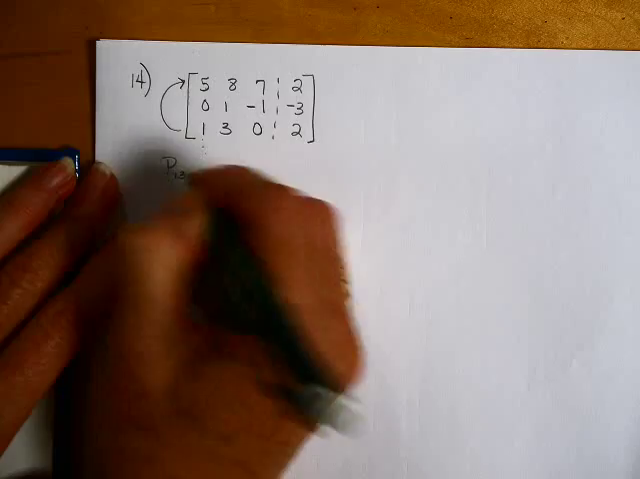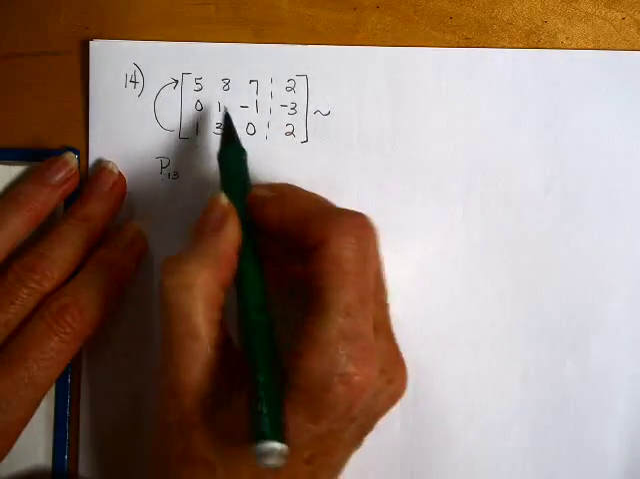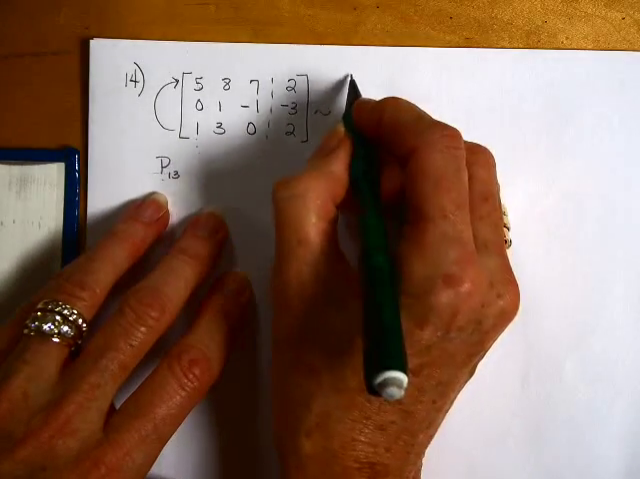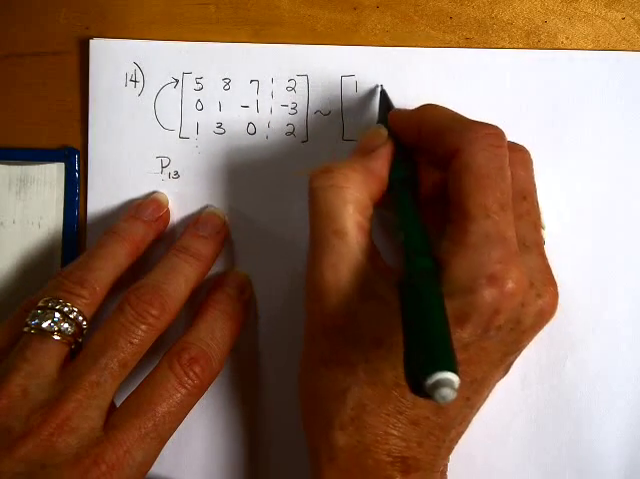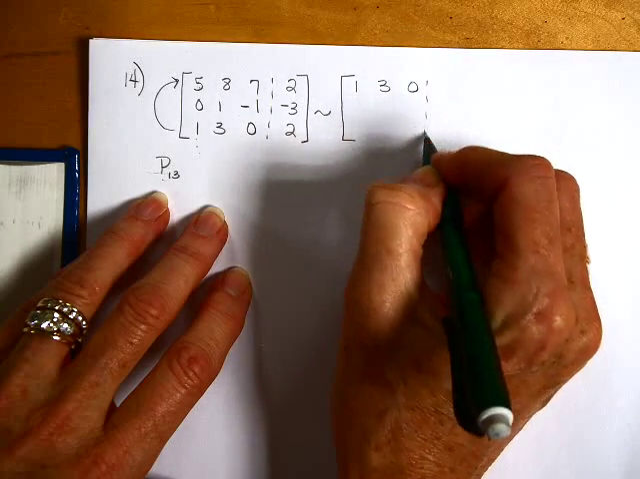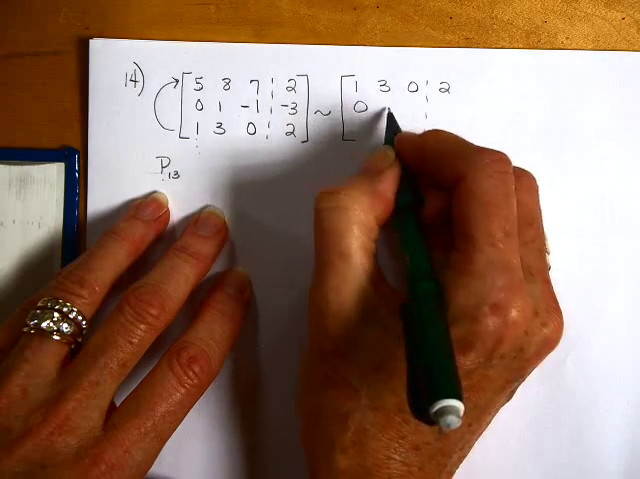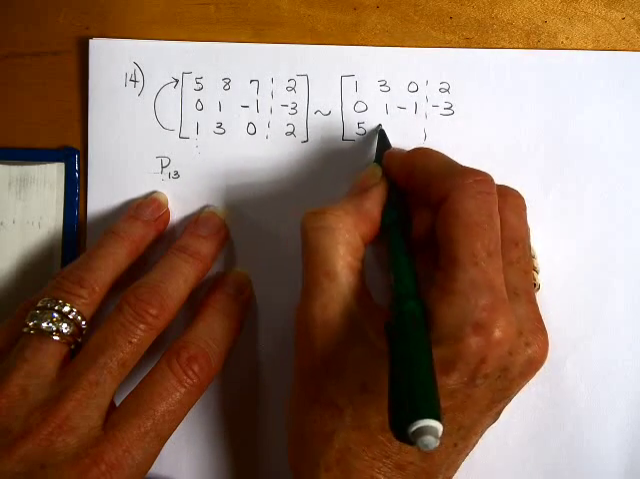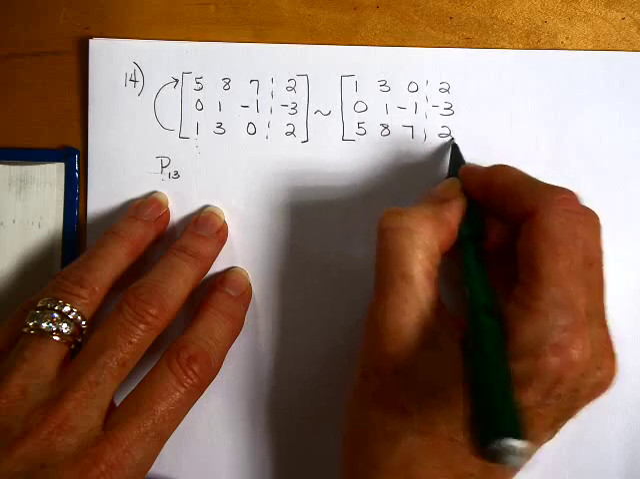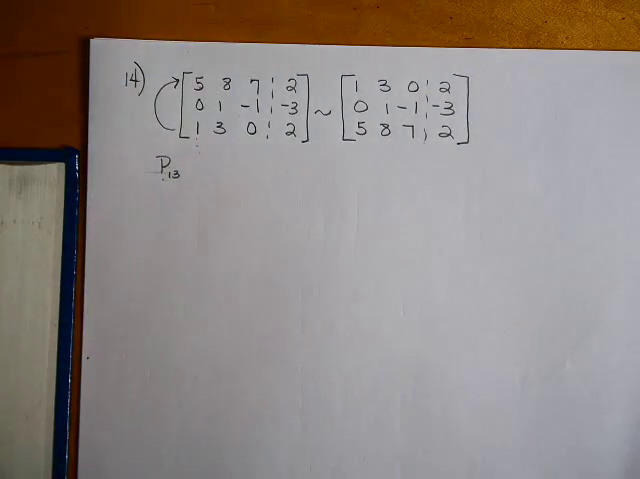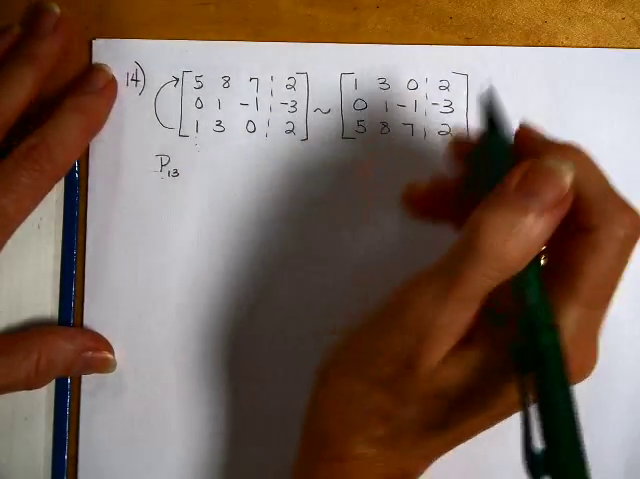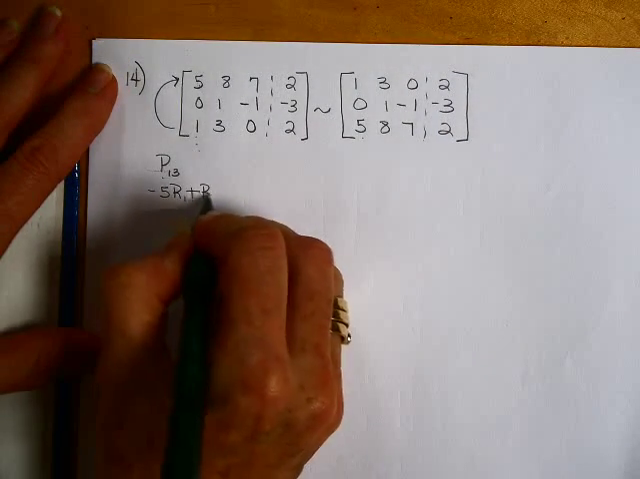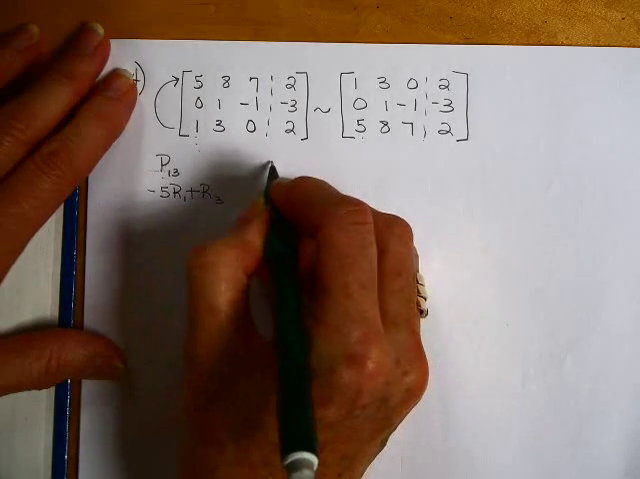I'm liking that because I'd like the 1 at the top. All these can't be divided by 5, so if I divide by 5, I'm getting a bunch of fractions already, and that looks ugly. So 1, 3, 0, 2. I could leave 0, 1, negative 3 here, and I have 5, 8, 7, 2. Now it's easier. Now to get rid of the 5, I can multiply negative 5 times row 1 and add it to row 3.